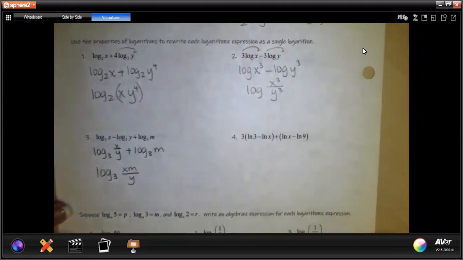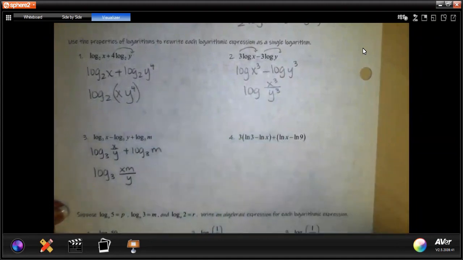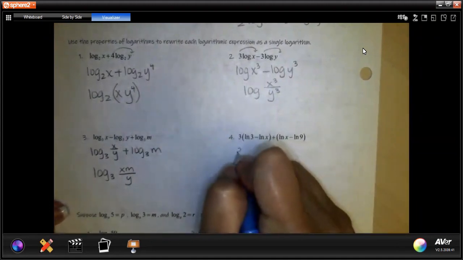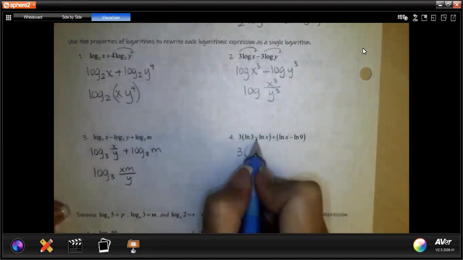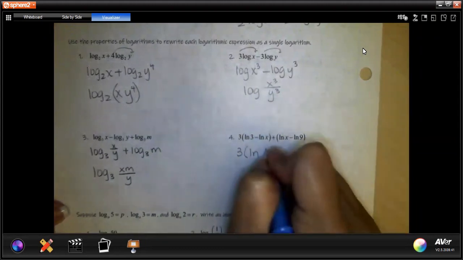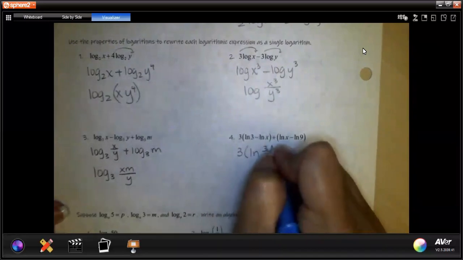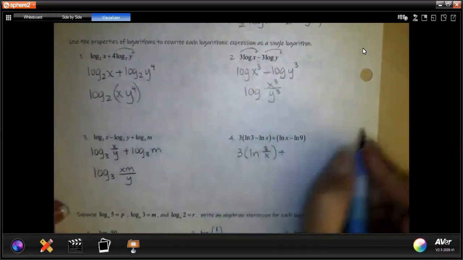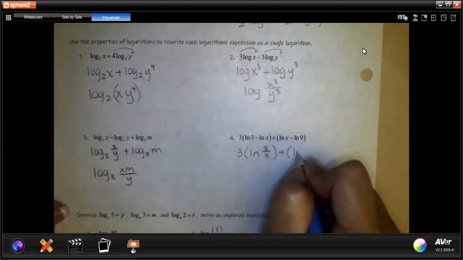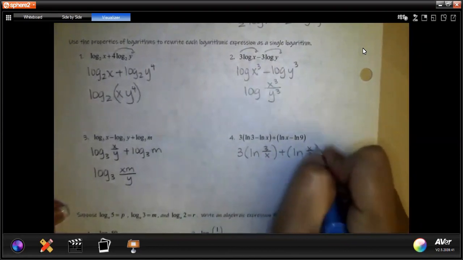All right, for our next one here, I'm going to take care of what's in the parentheses first. In this parenthesis, we have a minus, so that's going to be division. So I keep the natural log, one of those, and I divide the argument. So that would be 3 over x. In this parentheses, I've got the natural log again, and this is a minus, so that would be x over 9.